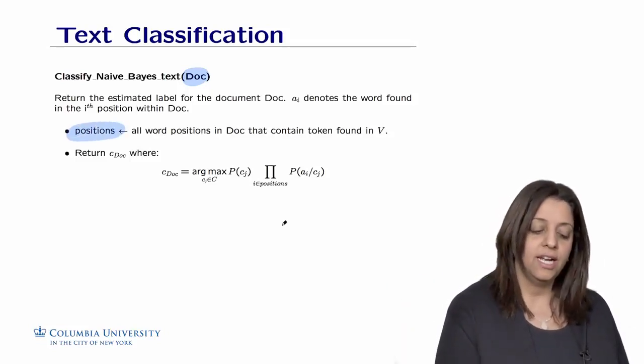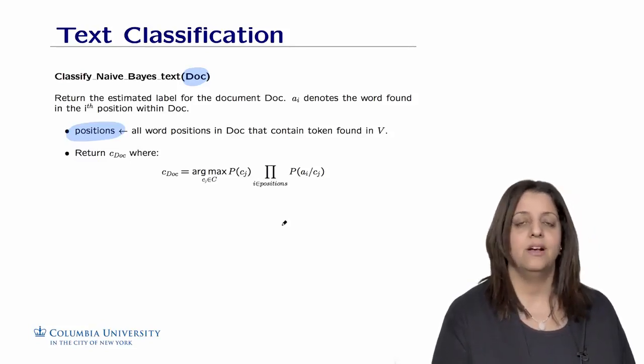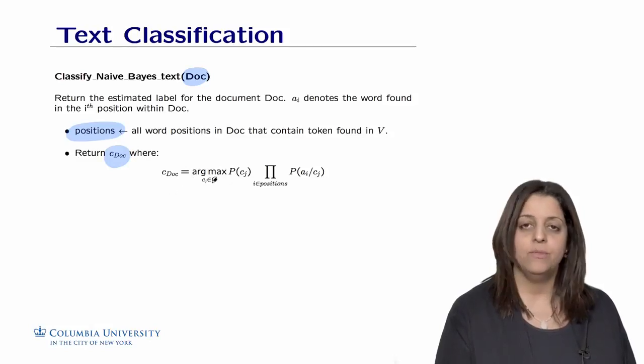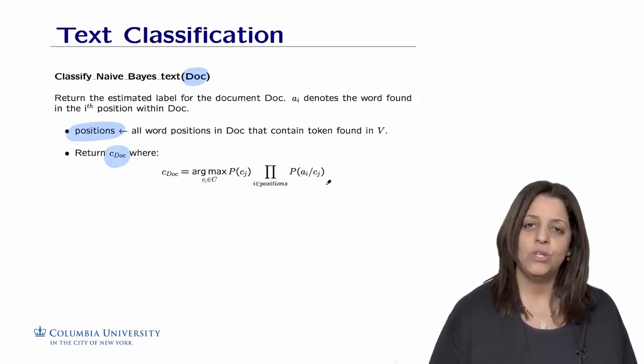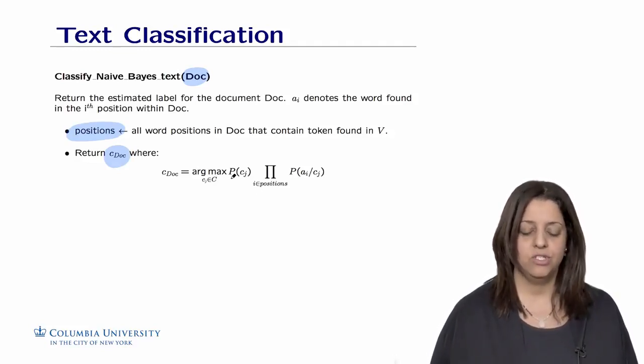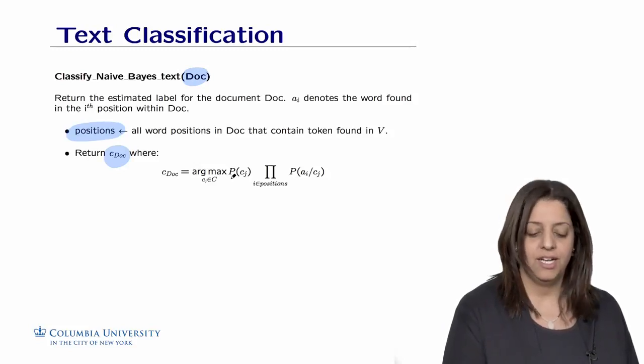We're going to return the class of the doc that is estimated based on c_doc equal to argmax of P of cj times the product of P of ai given cj for all positions. So we're going to take all the words appearing in the document. We're going to do the product of all those words in these positions, and we get an estimation of the class c_doc.